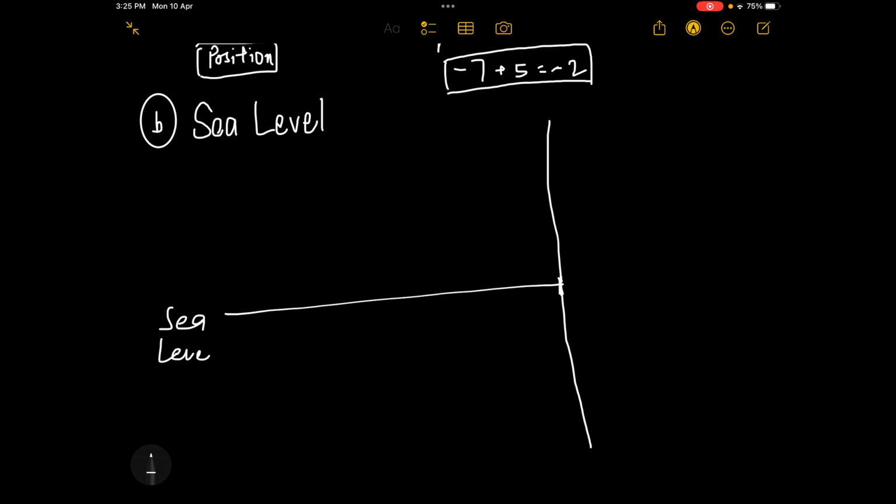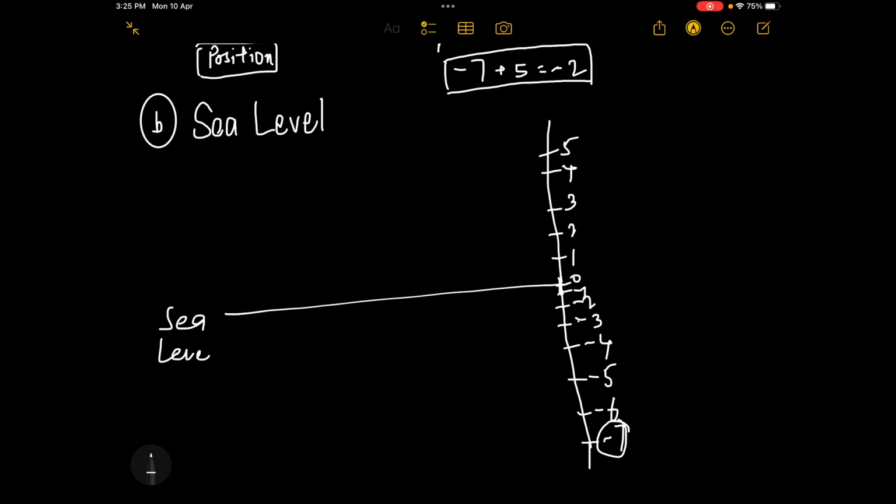We have -7 under the sea, -7, -6, -5, -4, -3, -2, -1, and then we have 0 right here. Then going up, we have 1, 2, 3, 4, 5, and so on. Okay, now the concept is similar here. So we have -7 here.